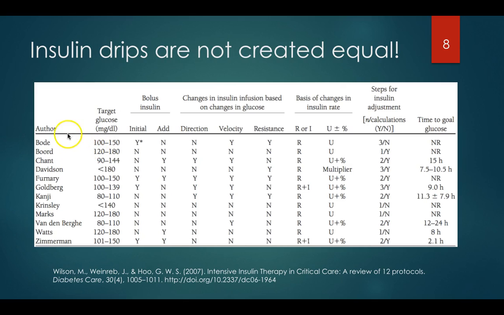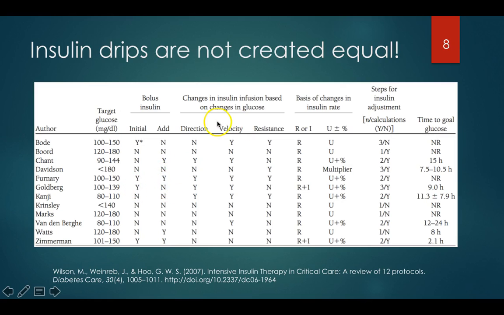Even the target blood sugars weren't consistent between all the different protocols. So you can see here, 100 to 150, 120 to 180, 90 to 144. It's like there's no agreement on that. Whether you give a bolus insulin dose at the beginning of therapy was not consistent. Many of them did not do that. Whether you give boluses throughout the drip as it's running, also that wasn't consistent. And even some of the ones that gave an initial bolus dose, they didn't give bolus doses as the drip was running.